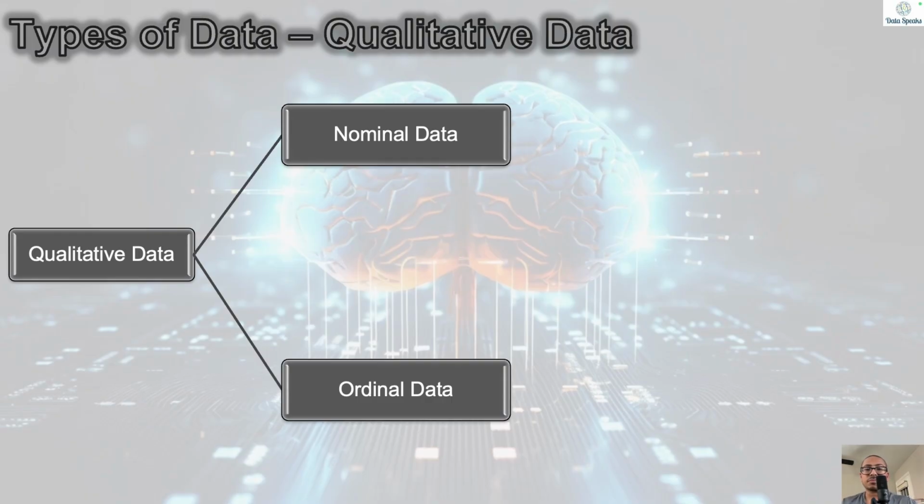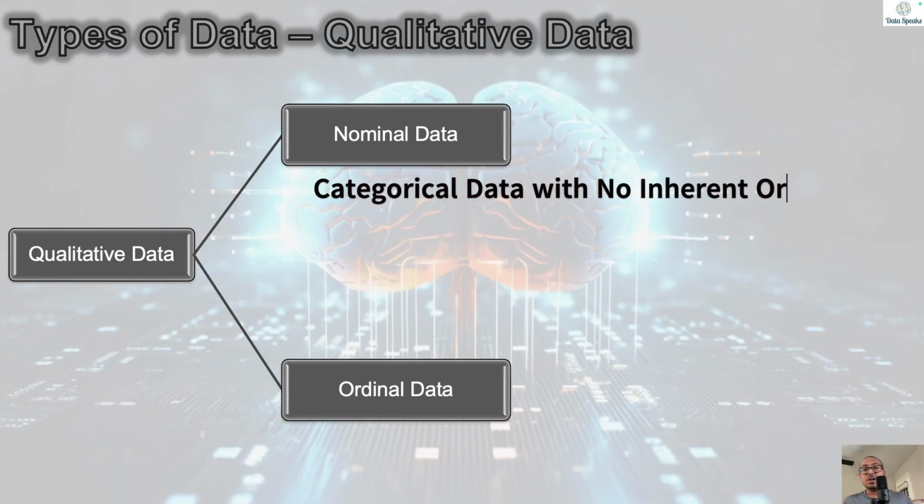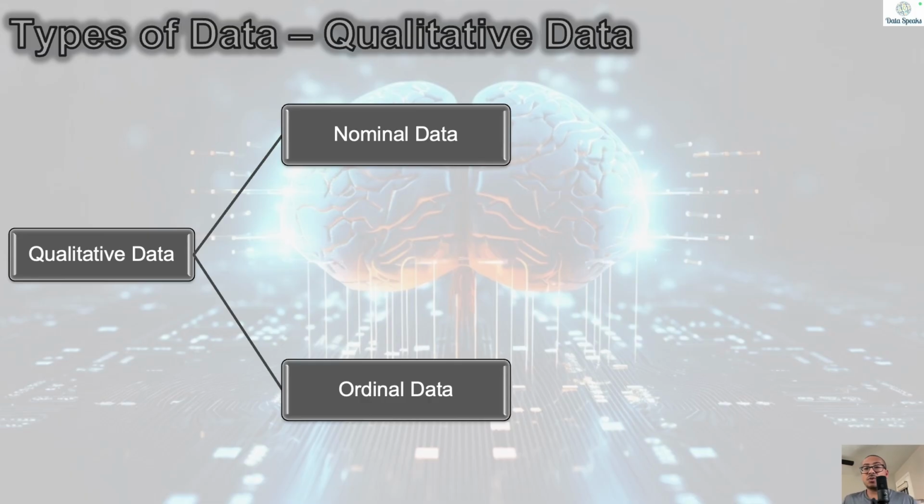Now, I would also like to talk about the different types of qualitative data. The first one we want to talk about is nominal data. Nominal data is purely categorical and has no inherent order or ranking. So, that being said, in nominal data you cannot see any ranking or any order.